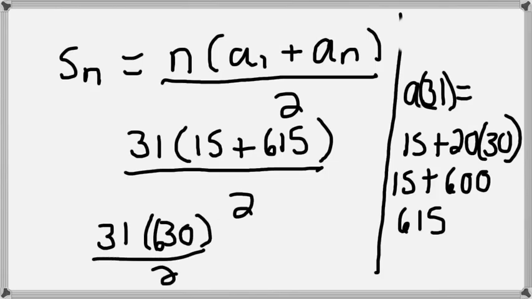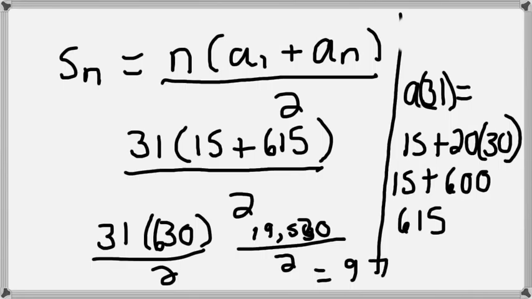And I have my calculator here. 630 times 31 is 19,530. Whoops. 19,530 divided by 2 gives me 9,765, and so that's the sum of the first 31 terms. Now let's try the 32nd term here, and I'll show you the same exact thing using that one.